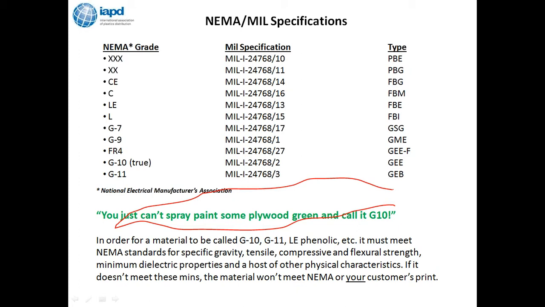And then next to that is the mil specification, which all has the standard MIL-I-24768 with a slash number that distinguishes what that grade is. And then the third column there is the type of the material.